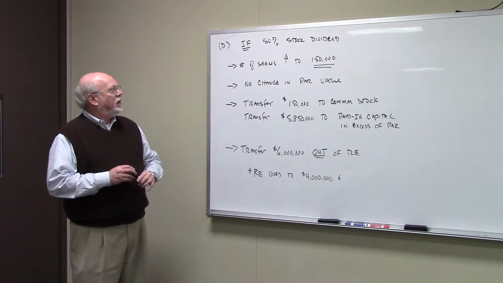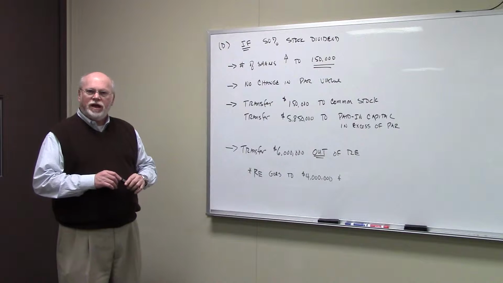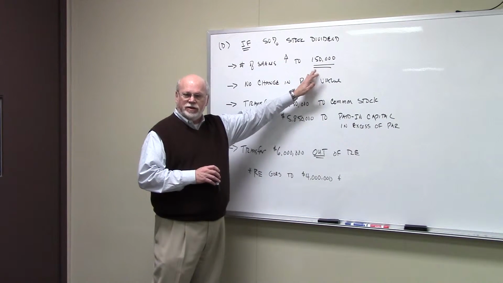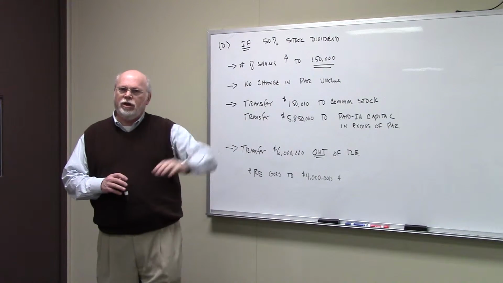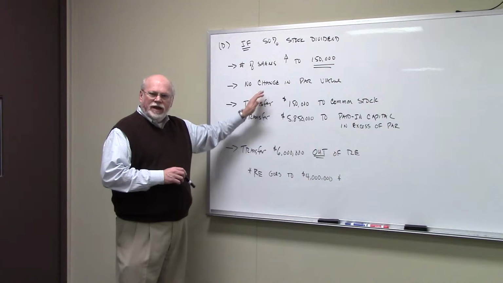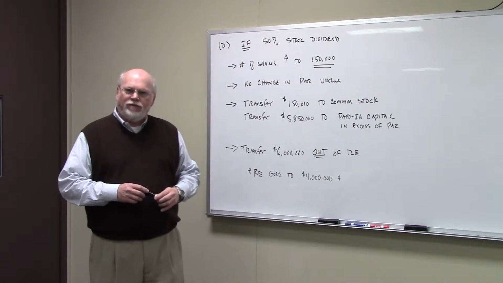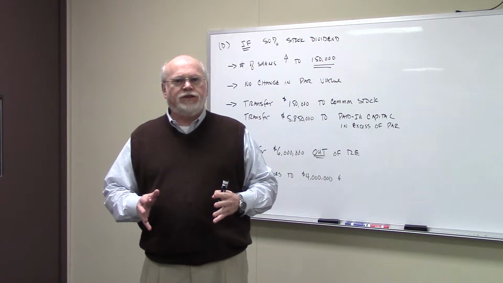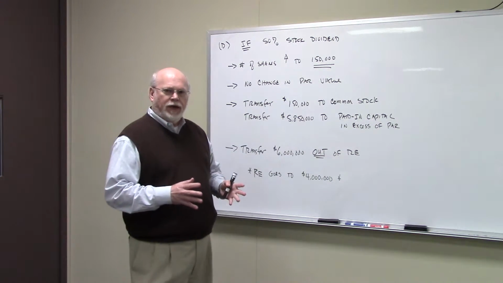Now if it's a stock dividend, there's a couple things we need to understand. One, you're talking about a 50% stock dividend, that is the number of shares indeed is going to increase by 50,000. It's going to go from 100,000 to 150,000. With a stock dividend now, there's no change in par value. Now, the par value right now is $3 a share, okay?